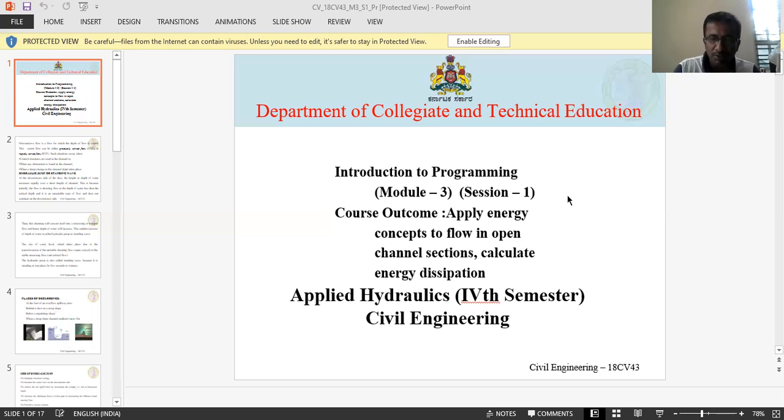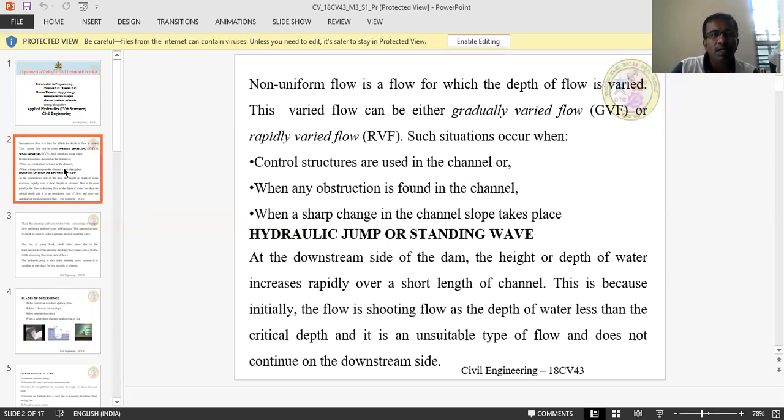So once you are familiar with specific energy as well as uniform flow and non-uniform flow, next we pass on to the next slide. Non-uniform flow is the flow for which the depth of flow varies with respect to the length. This varied flow can be either gradually varied flow or rapidly varied flow, depending upon the situation.